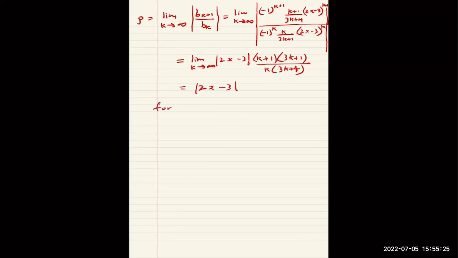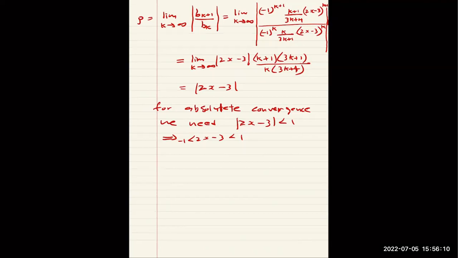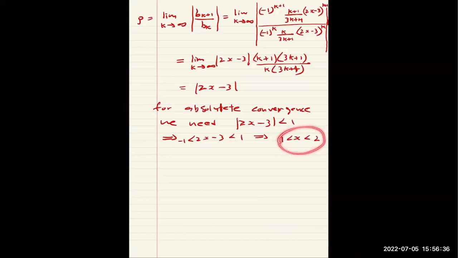Now we know that for absolute convergence, what do we need? You need your rho value to be less than 1. Okay, so now if you simplify this, what does this mean? This implies that 2x minus 3 has to be greater than minus 1 and less than plus 1. Now solving this combined inequality, you get x is between 1 and 2. Okay, at least right now we know that the interval 1 comma 2 is inside the interval of convergence.